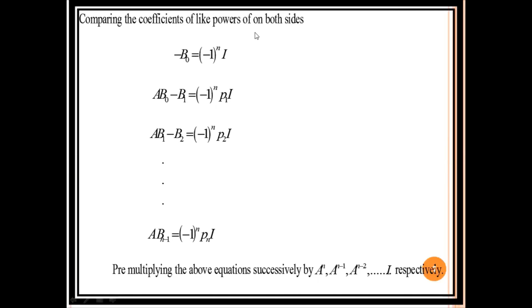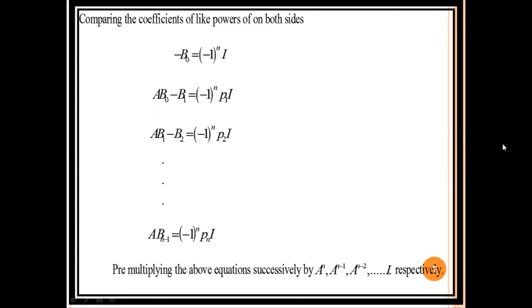After that, we pre-multiply each of the above equations successively. The first equation is multiplied by A to the power of n, the second equation by A to the power of n minus 1, the third by A to the power of n minus 2, and so on. The last equation is multiplied by I. Pre-multiply means we multiply before b naught. So before, you multiply minus A to the power of n into b naught, minus A to the power of n into A into b naught minus A b1. Like that you have to multiply.